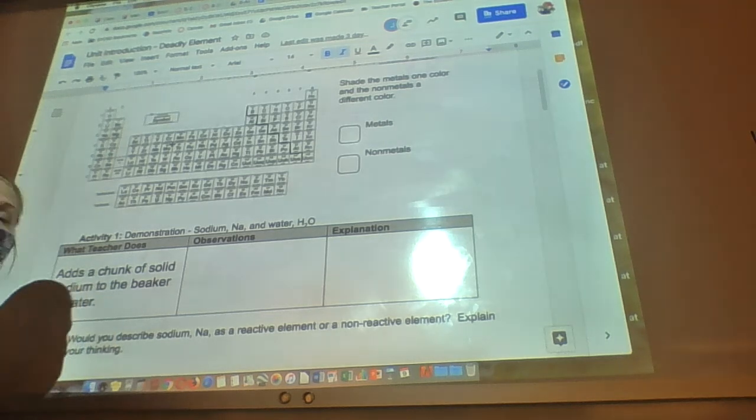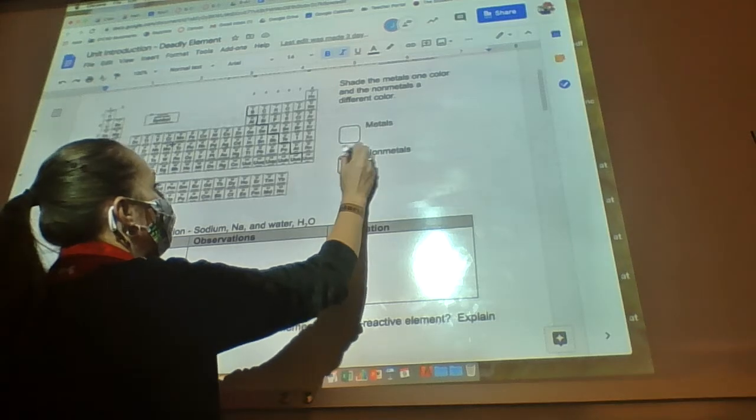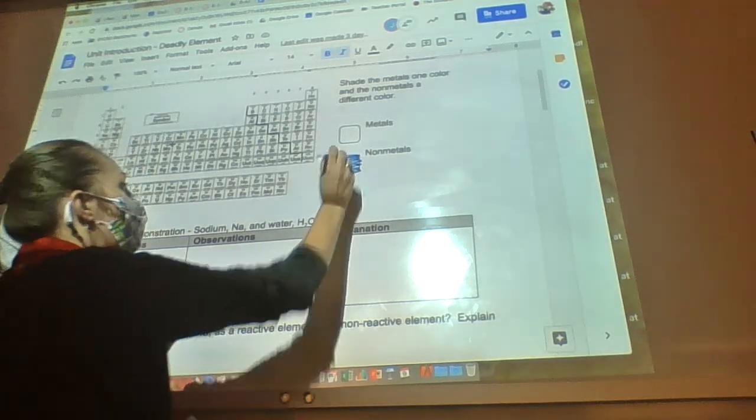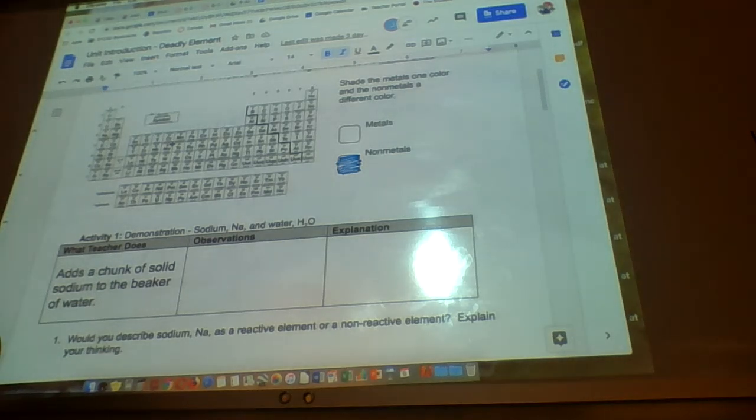So pick whatever colors you want to pick. I'm going to do non-metals first. So just color in your key, whatever color you want non-metals to be. This doesn't have to be the most artistic thing ever. You can just do an outline if you want, or you can color the whole thing in. It's up to you.